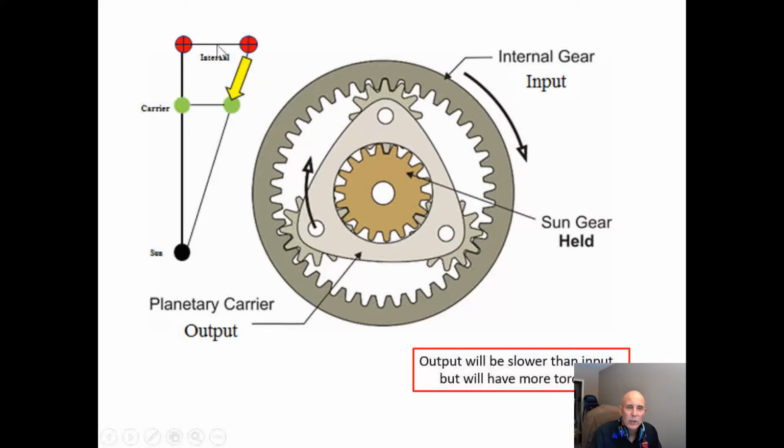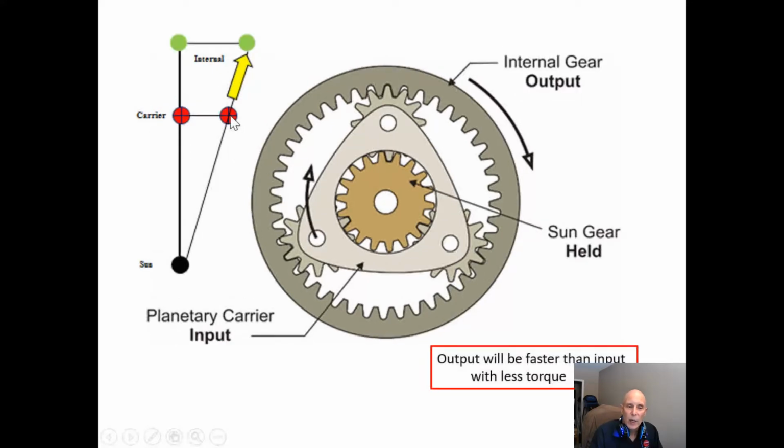And again, we just guesstimate. Let's just say this is 5 and this is 4, so it'll be 5 to 4. Every time this turns 5 times, this turns 4. So again, what happens is we have a slower rotation, but we have an increase in torque.